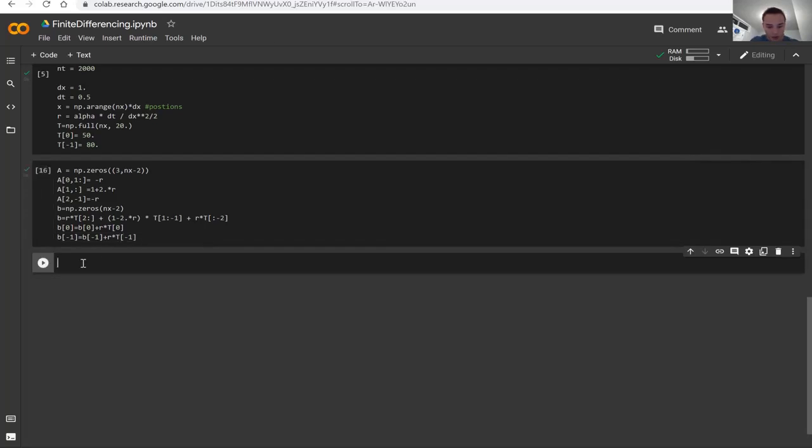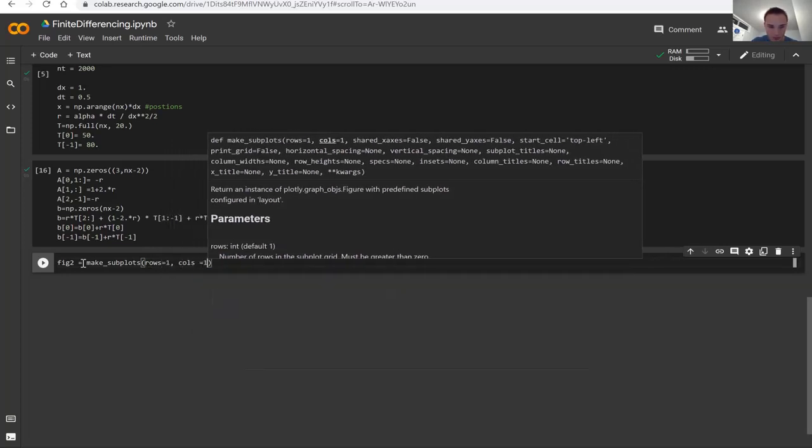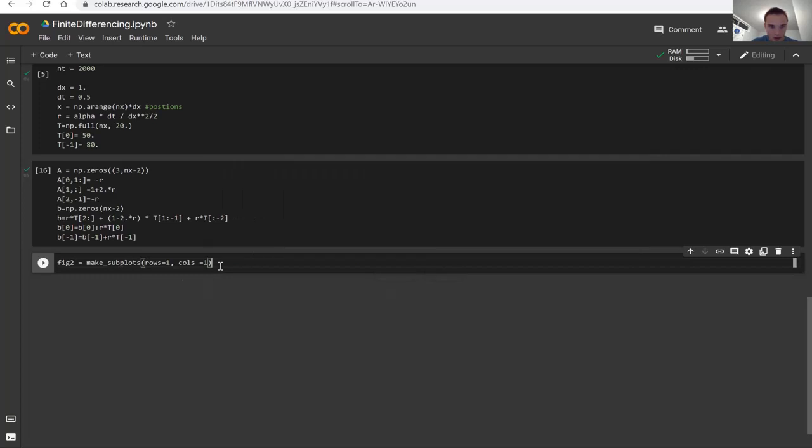And to start the plot, we're going to say fig2 this time, because we already used fig1 up top when we tested for the instability plot earlier. So fig2 is make subplots, with rows equal to 1 as well as columns equal to 1. And then we're going to make fig2 a scatter plot, so fig2 add underscore scatter, where our x will be equal to our x values and our y will be equal to our temperature values, T.